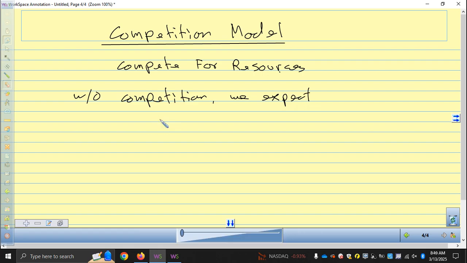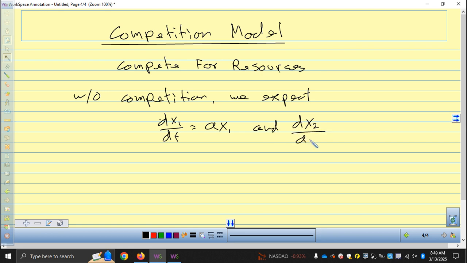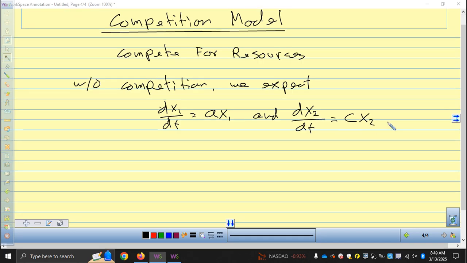So we'd say the rate of change of the one population, dx1/dt, is ax1. It's going to increase. And the rate of change of the other population is also going to increase. And with competition, if there's some interaction between the two, say chasing each other away from the prime resources, we would expect the interaction to decrease the population of either one of them.